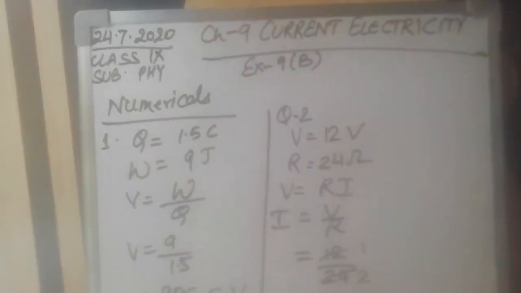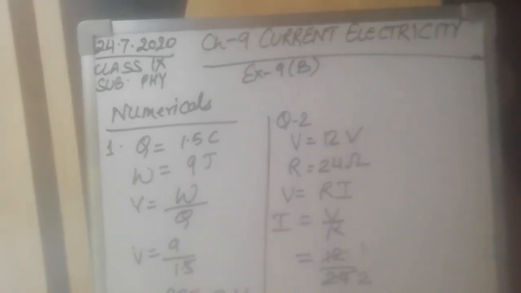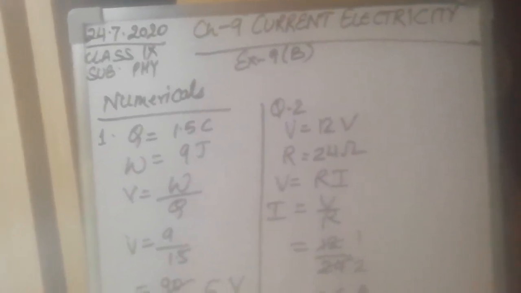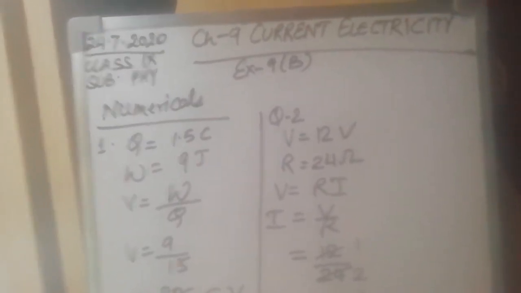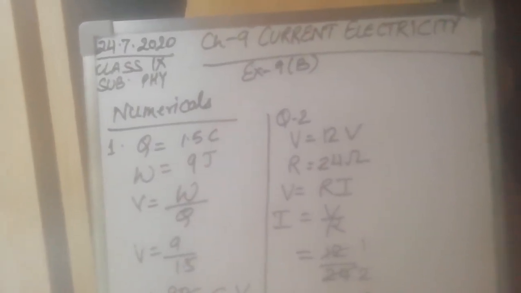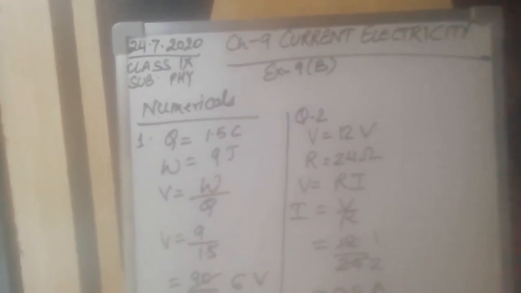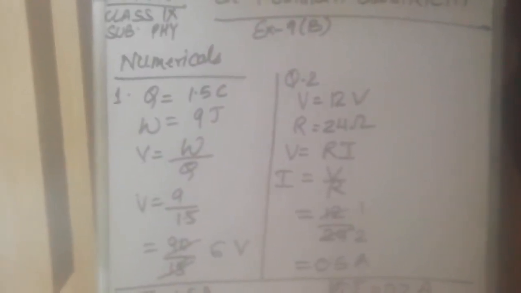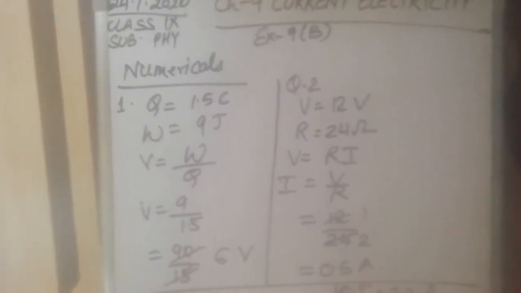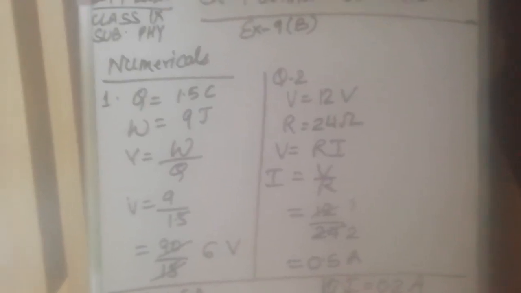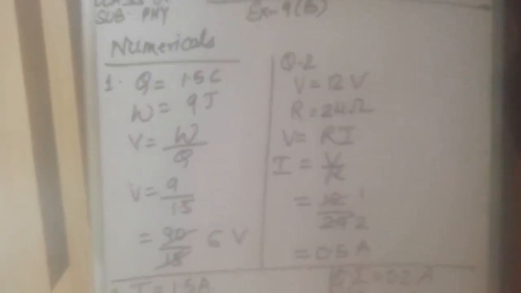See, children, numerical number 1. In transferring 1.5 coulomb of charge through a wire, 9 joule of work is needed. Find the potential difference across the wire. That means the charge to be transferred is 1.5 coulomb, and the work needed is 9 joule. So I have represented them in their symbolic form: Q equals 1.5 coulomb and work done W is 9 joule.